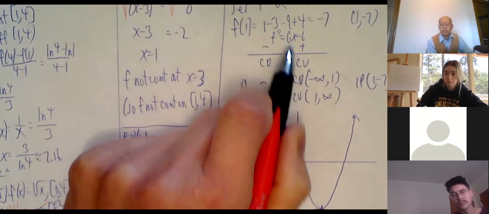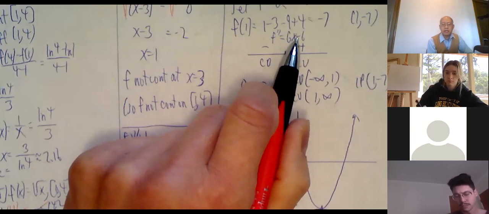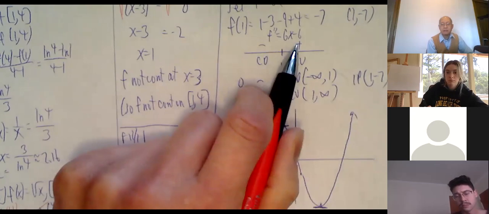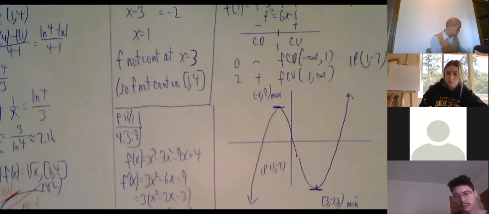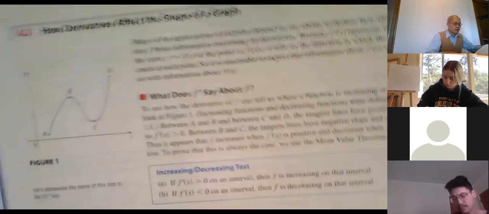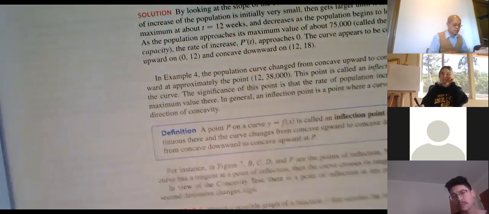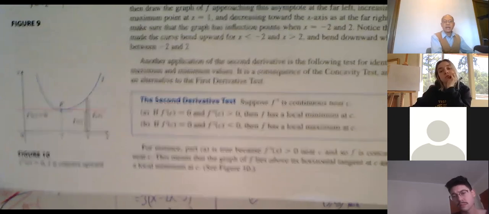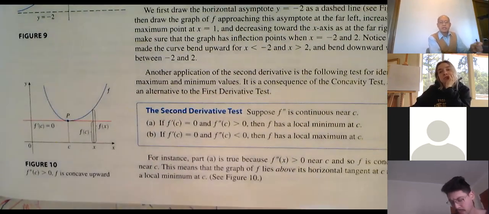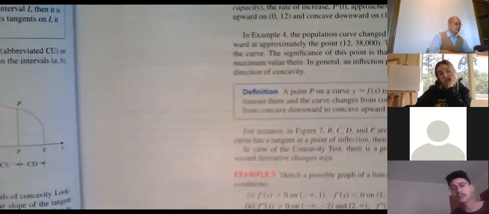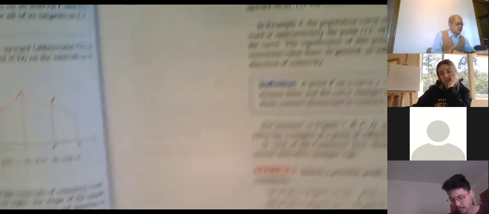Plug in 2. 6 times 2 is 12, minus 6, positive. Okay, negative, positive. Okay. Second derivative. Second derivative positive. Whoops, I didn't want that. Yes, we do have a minimum, but I wanted this side.